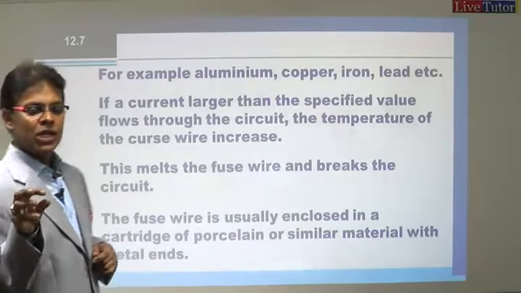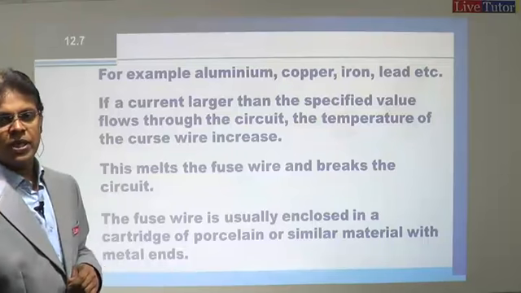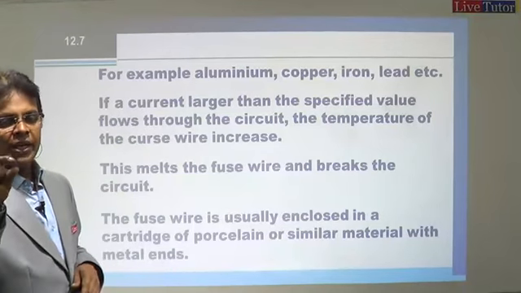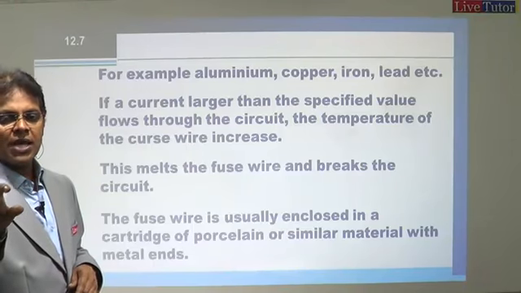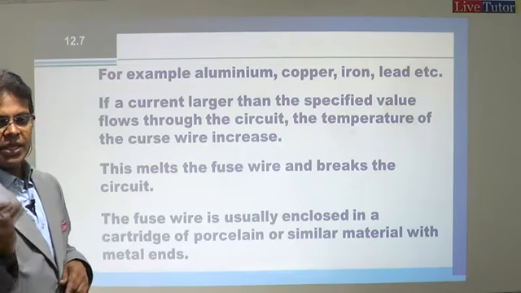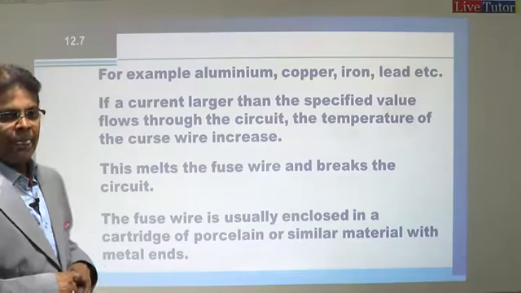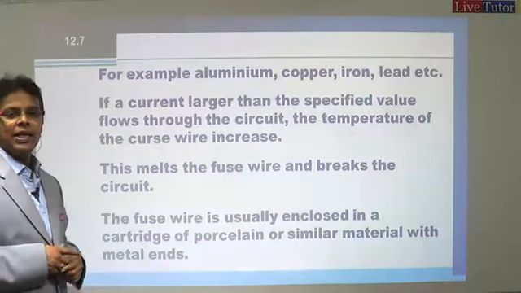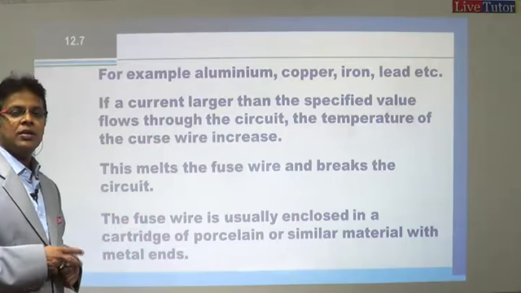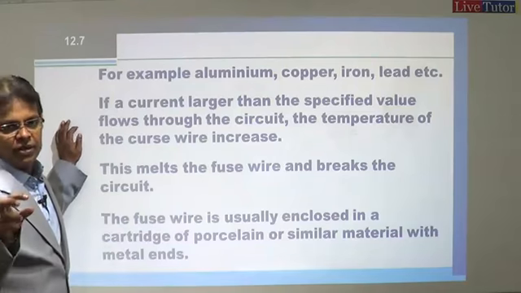So it depends upon the circuit actually. The fuse is also chosen depending upon how much current we are going to use. The fuse also has a rating. If you are using 5 amps current or 15 amps current, accordingly we will choose the fuse. For example, aluminum, copper, iron, lead, etc. are all metals which we use for different fuses.